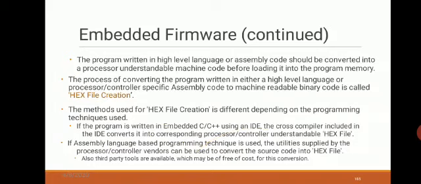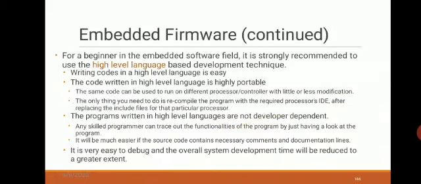Also, some third party tools are available which may be free of cost for this conversion. Some IDEs will already support this, or if they are not supporting, we can use a third party tool which is free of cost to convert the file into a hex file. For a beginner in the embedded software field, it is strongly recommended to use a high level language. Assembly level language programming becomes slightly difficult for beginners, so we usually go for a high level language based on the development technique.